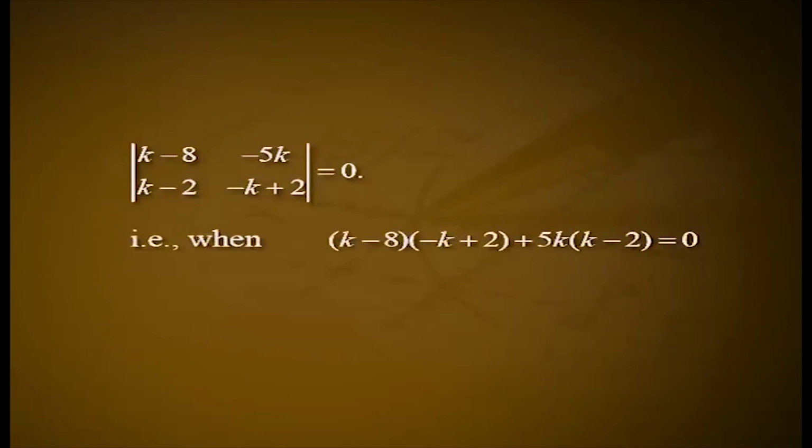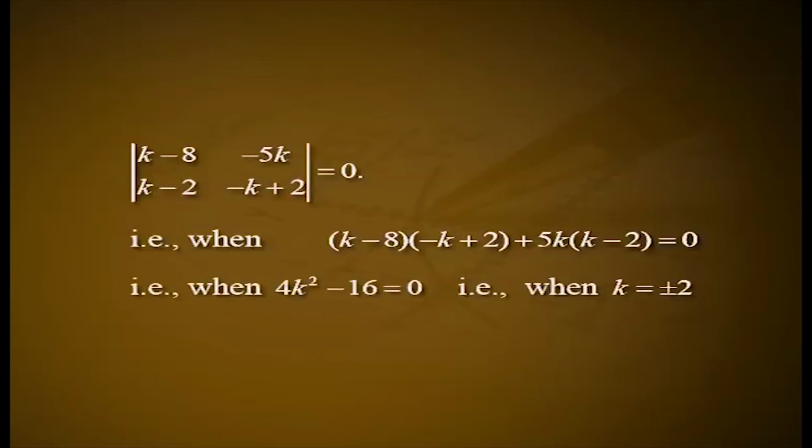We will see this in case 3 below. The given system possesses a non-trivial solution when the rank of the above matrix is less than 3, that is, when the determinant of the last matrix is 0. This occurs when the determinant of k minus 8, minus 5k, k minus 2, minus k plus 2 is equal to 0. That is when (k minus 8) into (minus k plus 2) plus 5k into (k minus 2) is equal to 0. That is when 4k square minus 16 is equal to 0. That is when k is equal to plus or minus 2.